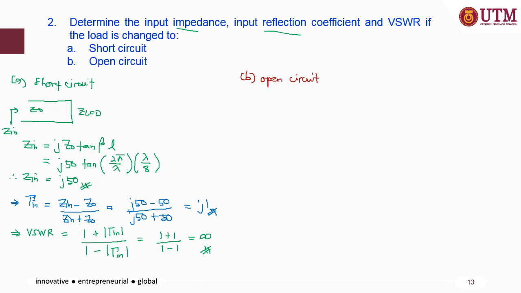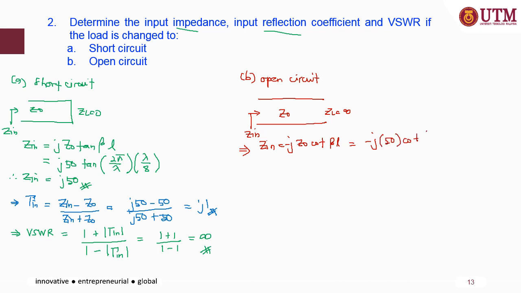Basically, more or less the same steps, but you need to make sure that you use the open circuit equation for the input impedance. So open circuit. So in this case, your ZL will be equal to infinity. So this is your Z0, and you have your Zin here. All right. So for open circuit, we know that your Zin is simplified to negative jZ0 cotangent beta L. So this is equal to your negative j, your Z0 is 50, cotangent beta, 2 pi over lambda, your L is lambda over 8. So you should get your Zin for open circuit equal to negative j50.